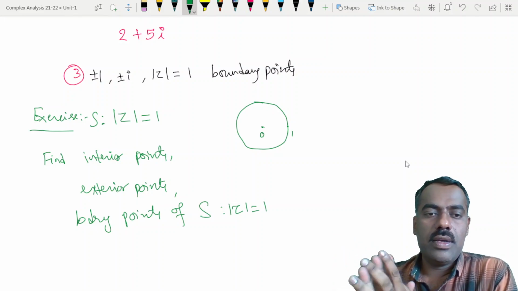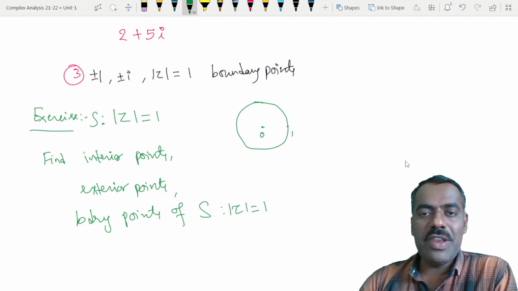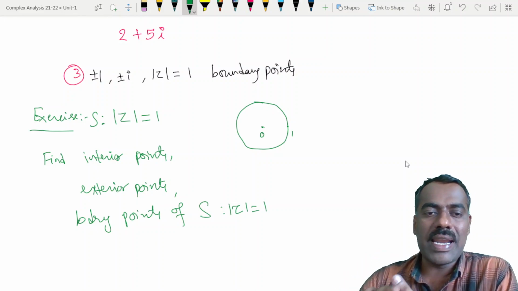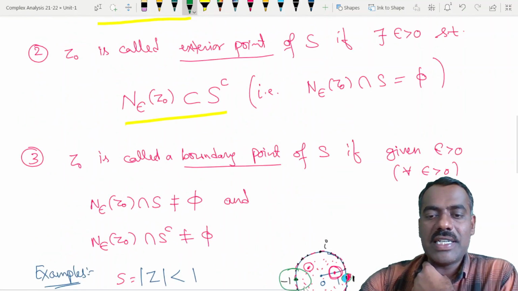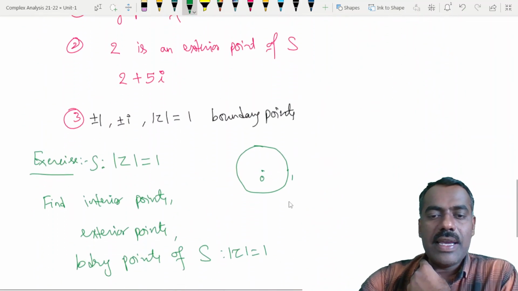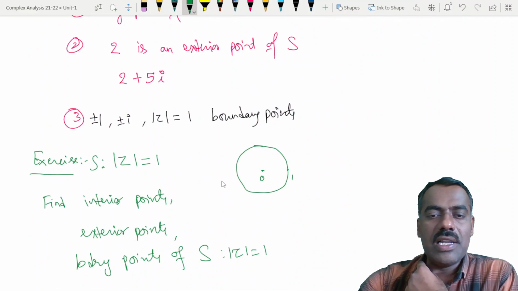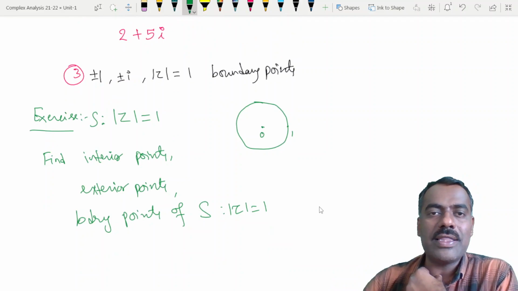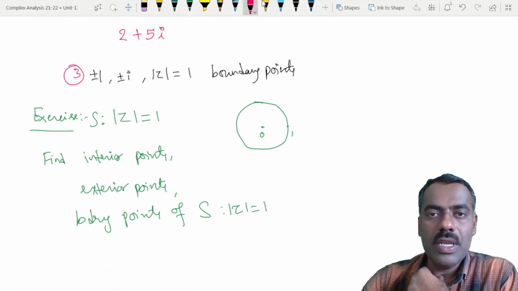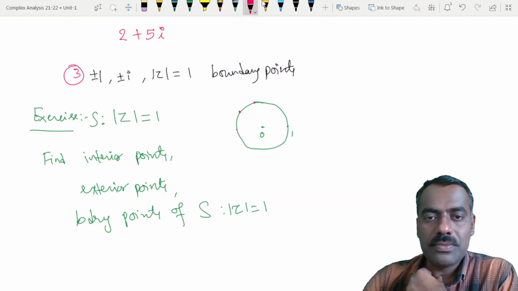Yes, plus minus 1, plus 2, minus 1. Every point of that S is a boundary point or not? Just like what we discussed in this example, for this circle also, every point of that circle S. That means if you take any point on that circle, they are all boundary points or not?